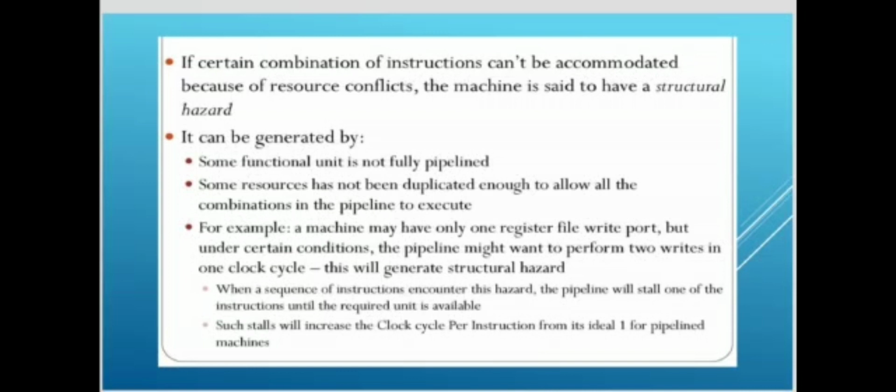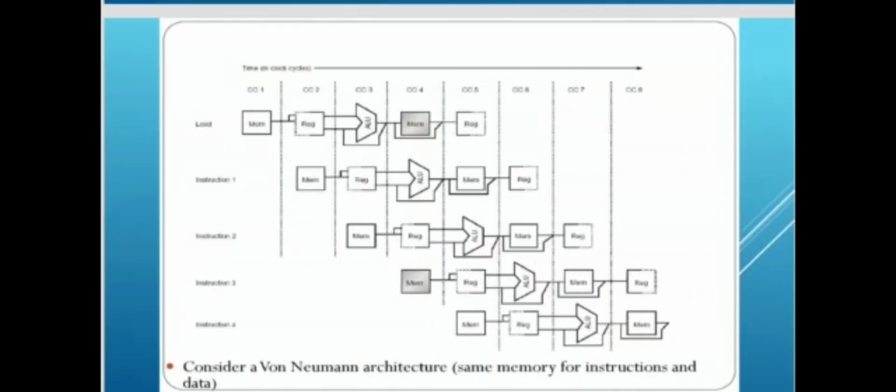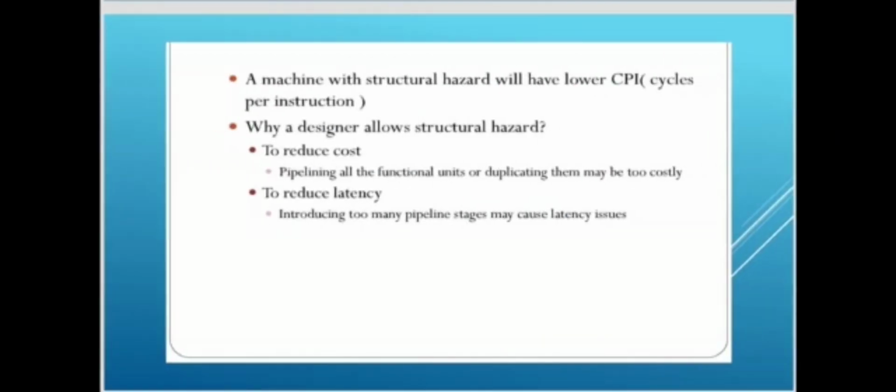When a sequence of instructions encounters these hazards, the pipeline will stall one of the instructions until the required resource is available. Such stalls increase the clock cycles per instruction from the ideal value. A machine with a structural hazard will have a higher CPI. Why would designers allow structural hazards? To reduce cost. Pipelining all functional units or duplicating them may be too costly. To reduce latency, introducing too many pipeline stages may cause latency issues.